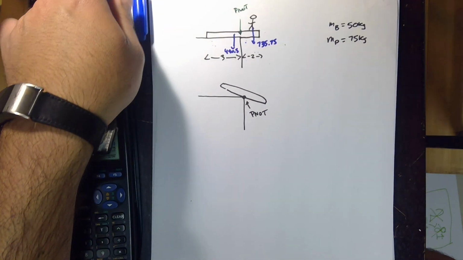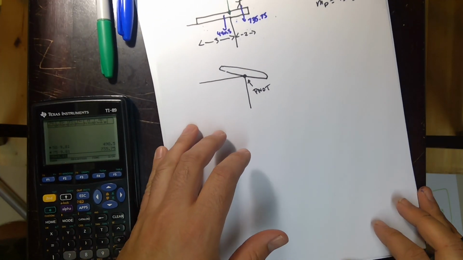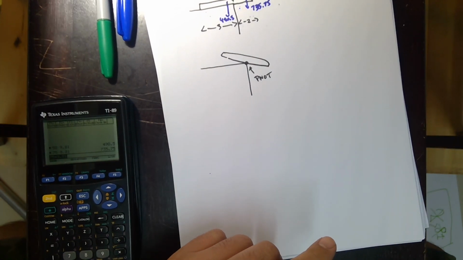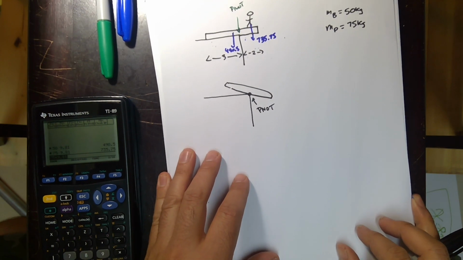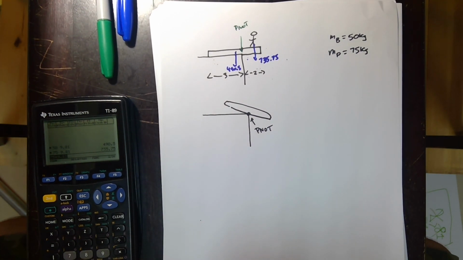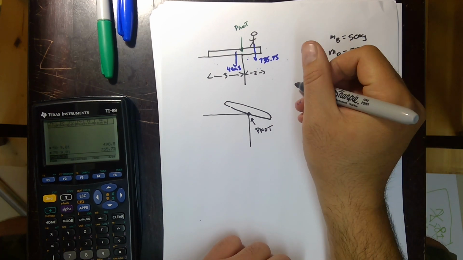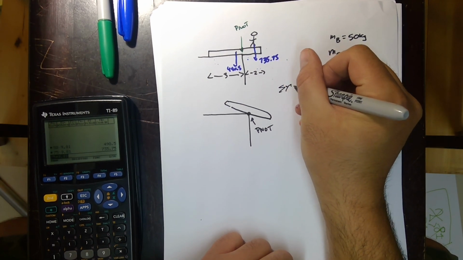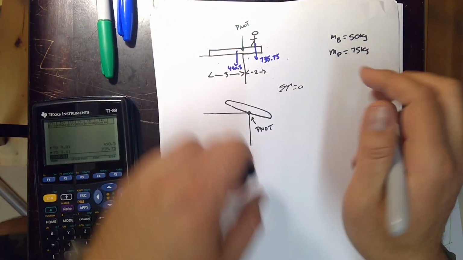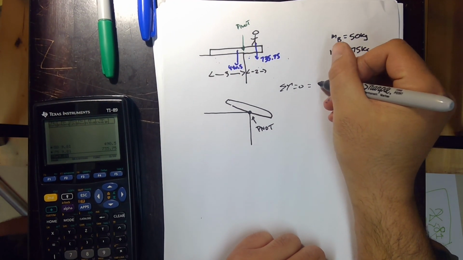Now, what we're going to do is just set the net torque acting on the board equal to 0. Because if we do that, that'll give us the farthest spot that our person can go. So, sigma tau equals 0. If you take a look with respect to this pivot, that's clockwise, that's counterclockwise. So I'll do the counterclockwise one first.